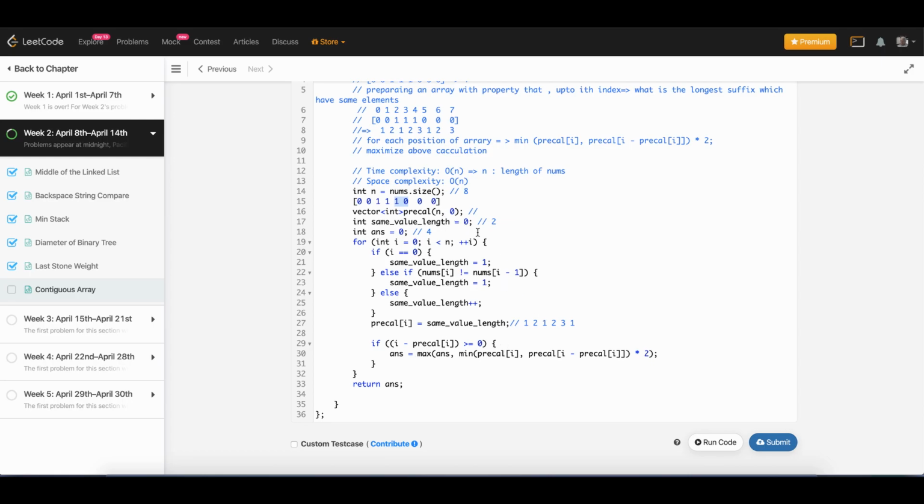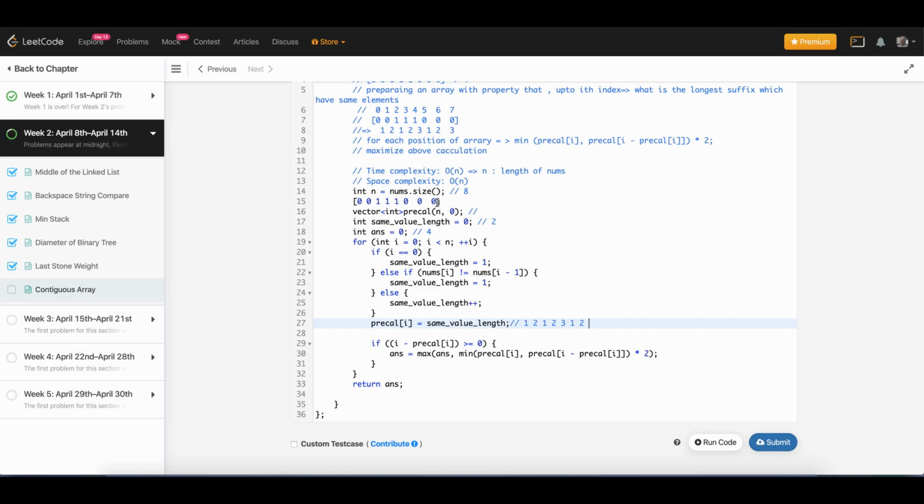Now let's go to another value, which is 0, and the same length value will be 2. We see that it tries to minimize among 3 and 2, which is 2, and multiplied by 2, which is 4. So the answer won't be updated because previously it was 4 as well.